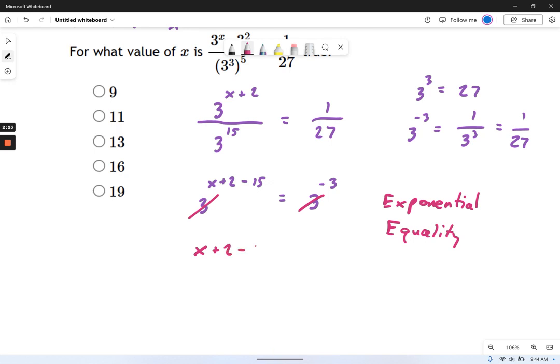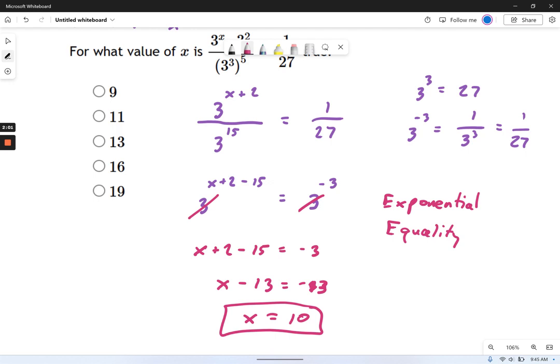X plus 2 minus 15 equals negative 3. So now we just solve this thing and we're done. This becomes x minus 13 equals negative 3. And now I add 13 to each side, and I get x equals 10. So that's the procedure for solving something like this.